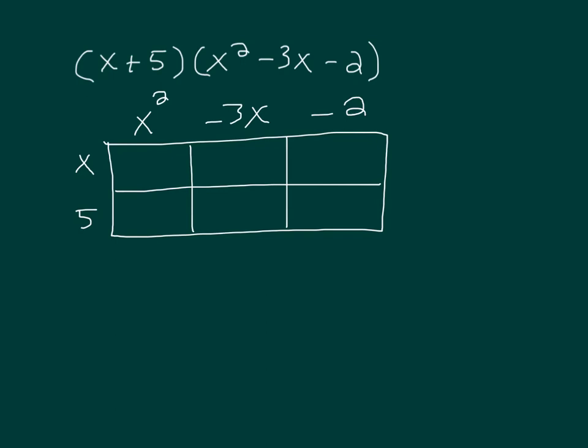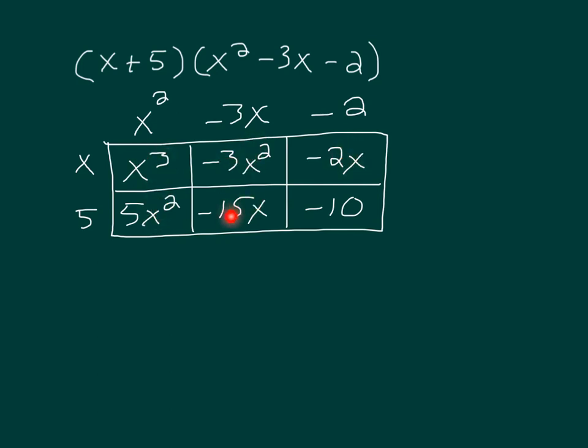To fill in the top left, x times x squared is x cubed. And then I'm just going to go across here. x times negative 3x is negative 3x squared. x times negative 2 is negative 2x. x squared times 5 is 5x squared. 5 times negative 3x is negative 15x. And 5 times negative 2 is negative 10. Now that I have these 6 terms, I want to combine like terms by adding together what I can.